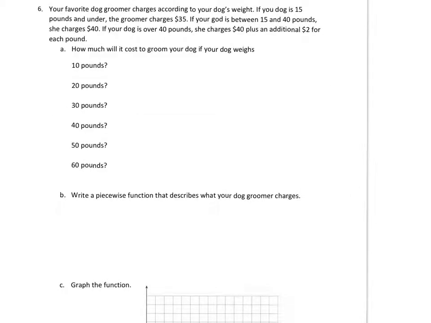Problem number 6 is another application. It says your favorite dog groomer charges according to your dog's weight. If the dog is 15 pounds or under, the groomer charges $35. If your dog is between 15 and 40 pounds, she charges $40. And if your dog is over 40 pounds, she charges $40 plus an additional $2 for each pound.